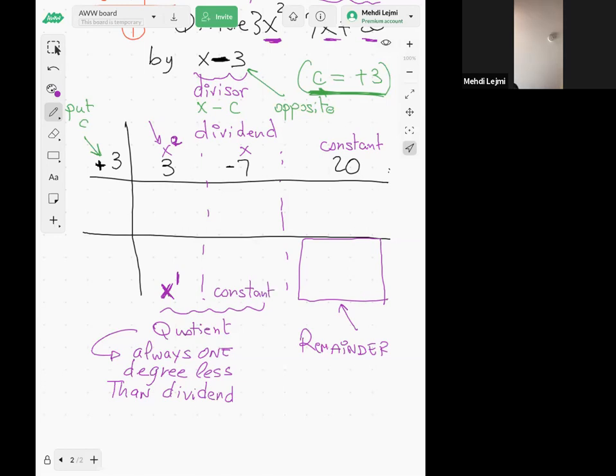All right. Now, how does this table work? Well, the first thing is you bring down the first number. You always bring down the first number here.